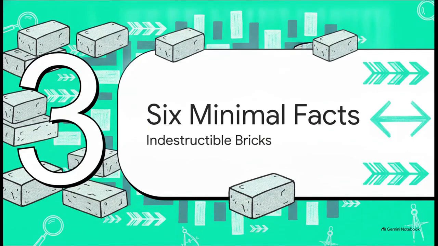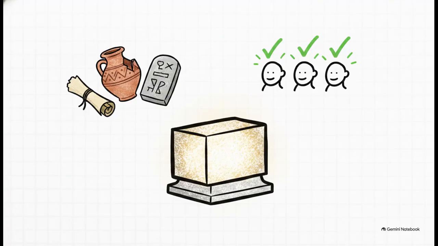All right, part 3, the 6 minimal facts. These are our indestructible bricks. Now, what exactly makes a fact minimal? It's not about providing the least amount of information. It's about facts that pass 2 incredibly rigorous tests. First is the evidential criterion. This is the primary test. The fact absolutely must be established by abundant, strong, multi-sourced historical evidence.